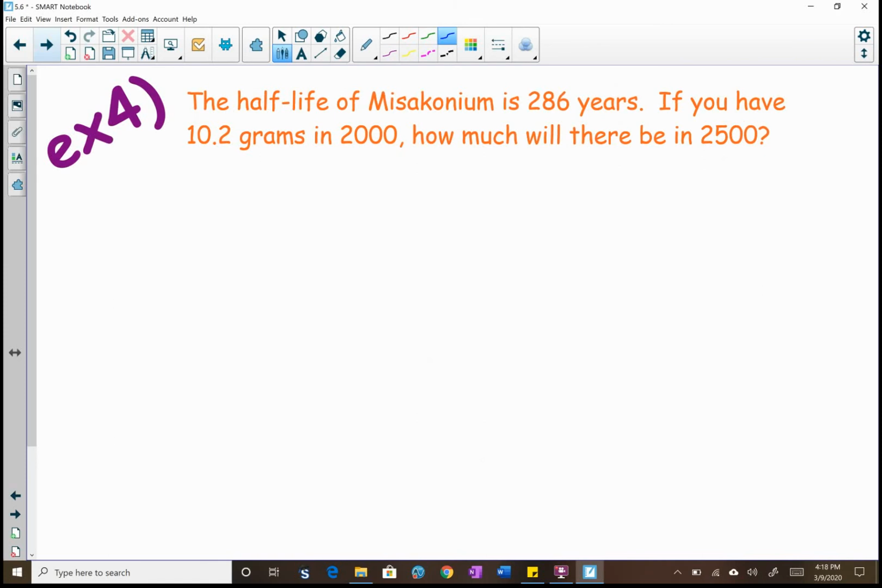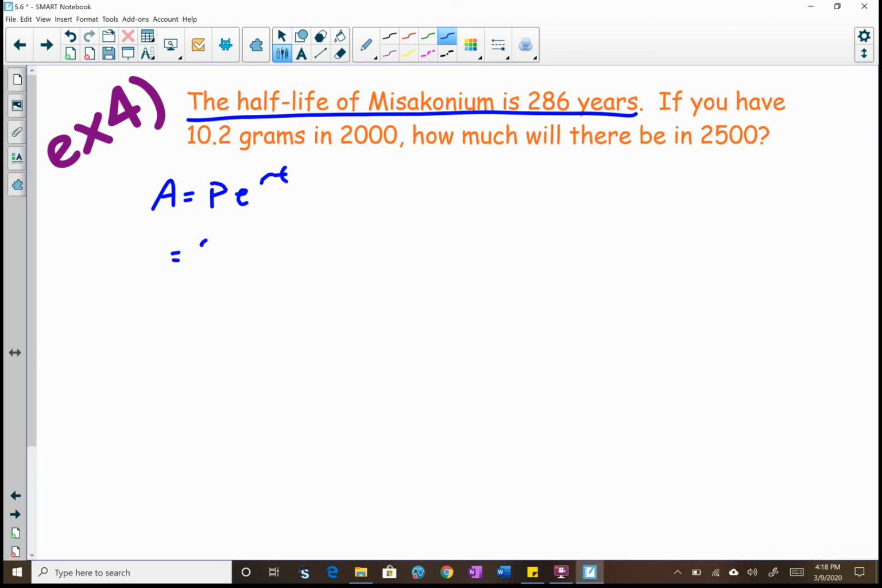So let's try another half-life. The half-life of meschaconium is 286 years. If you have 10.2 grams in 2000, how much will there be in 2500? Okay, so the second I read half-life, I stop reading the rest of the question. I know that means I need to find my rate. So A equals P e to the RT. I'm going to pick anything I want.